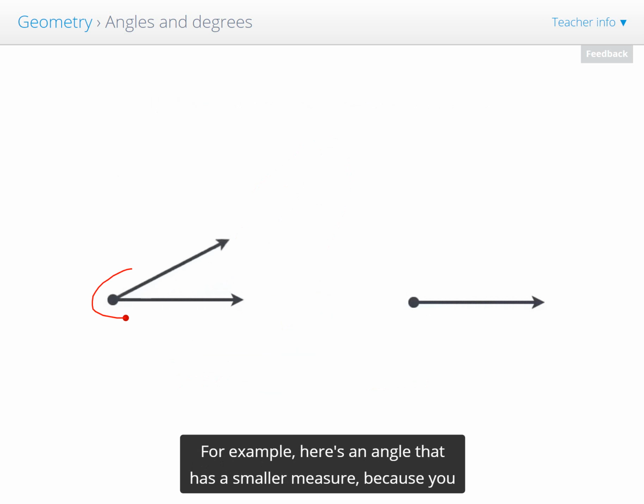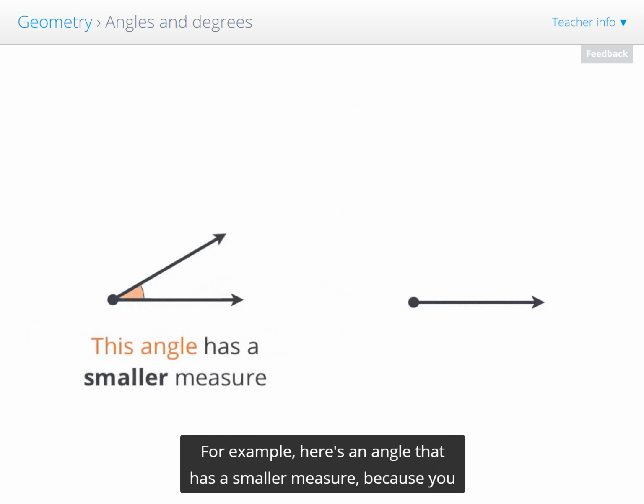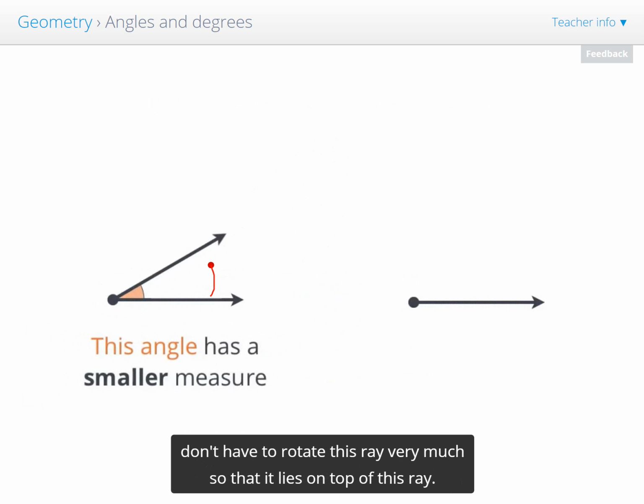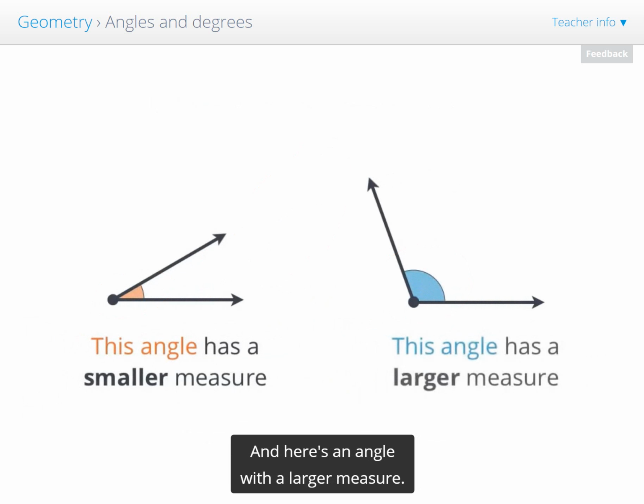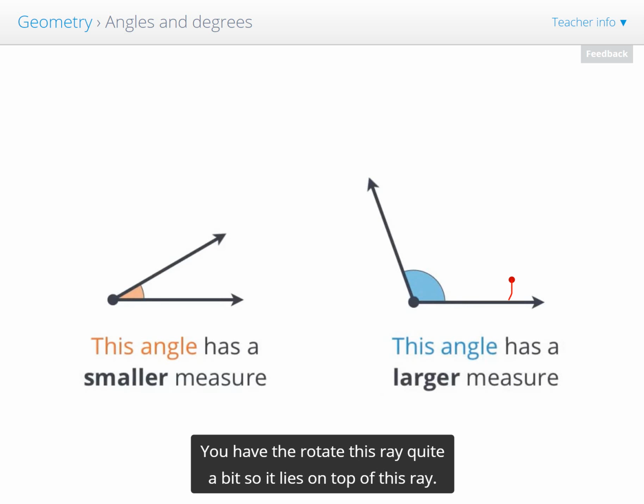For example, here's an angle that has a smaller measure because you don't have to rotate this ray very much so that it lies on top of this ray. And here's an angle with a greater measure. You have to rotate this ray quite a bit so that it lies on top of this ray.